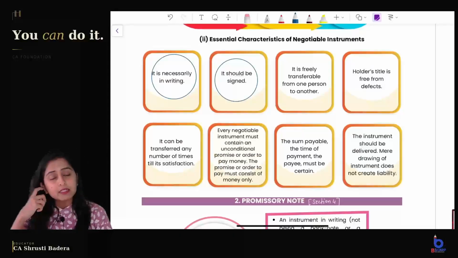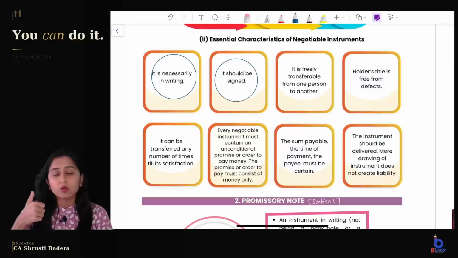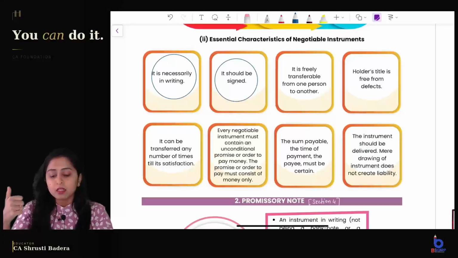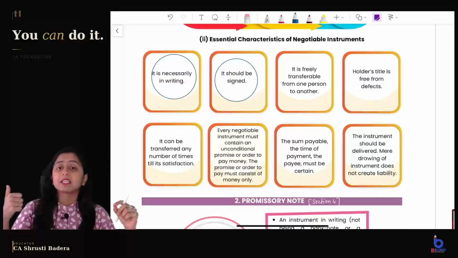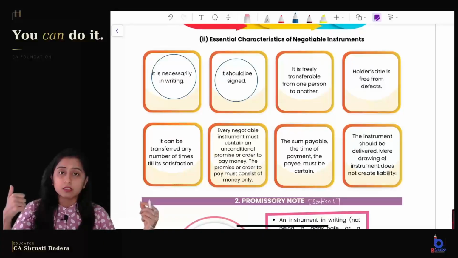Negotiable instrument characteristics: compulsorily it has to be in writing. An oral instrument is not a valid instrument. It should be signed. That is, in case of a promissory note, signed by the maker. In case of bills of exchange, signed by the drawer.